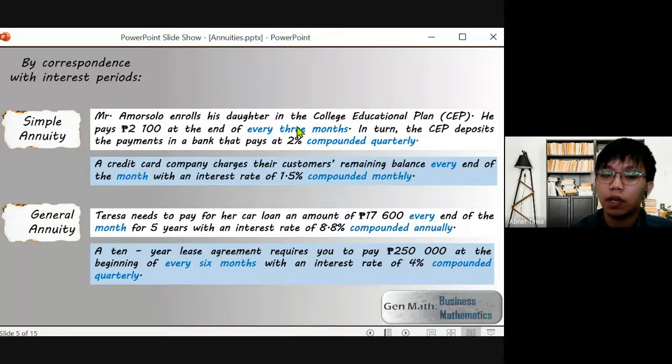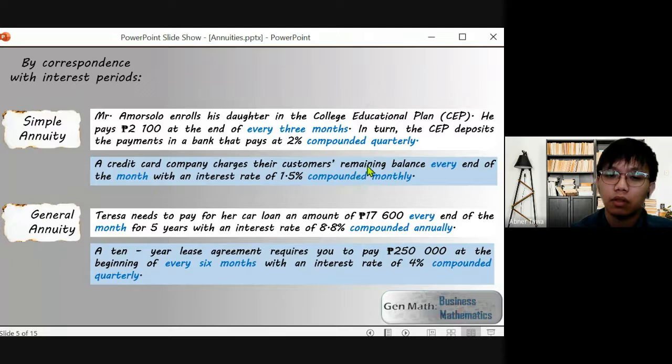So in our first example, the 2,100 will be paid every 3 months, and that is the payment interval. So always remember that. And in our second example, the payment is every month.